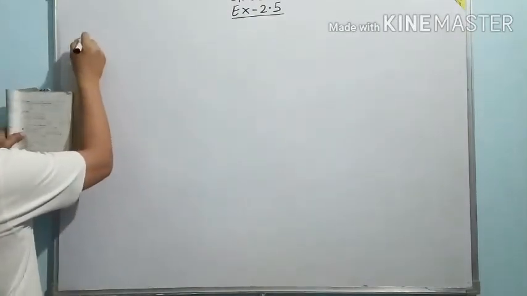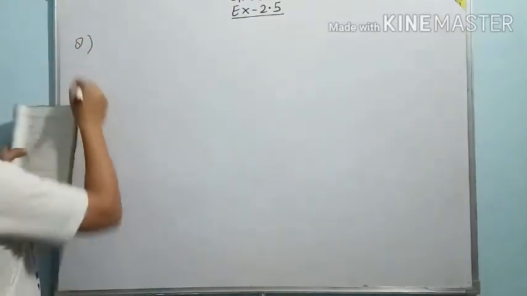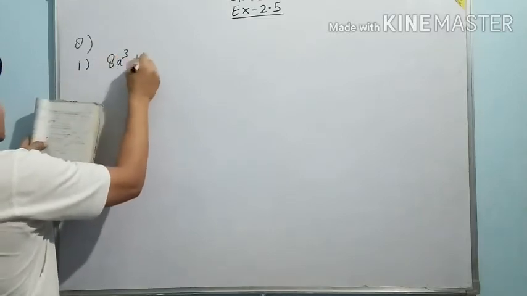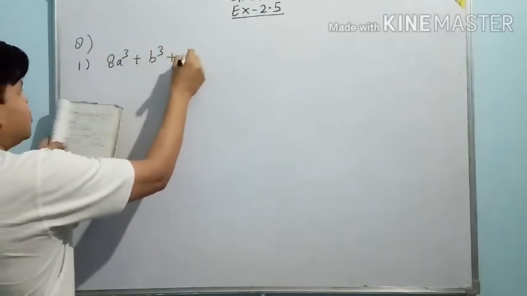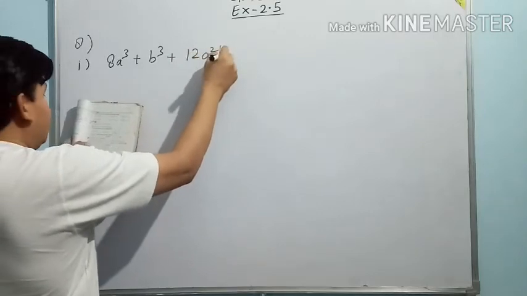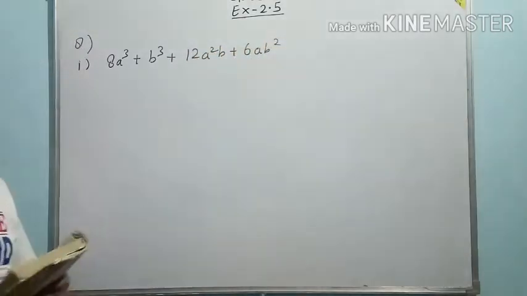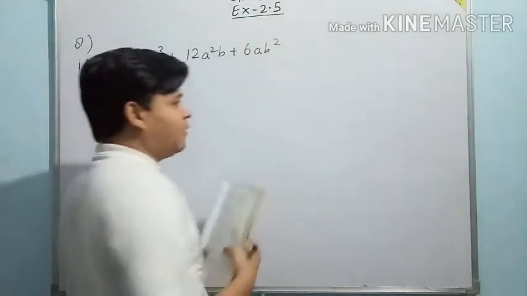So question 8 is: factorize each of the following. First is 8a cube plus b cube plus 12a square b plus 6ab square. Before this I want to tell you something about identity.